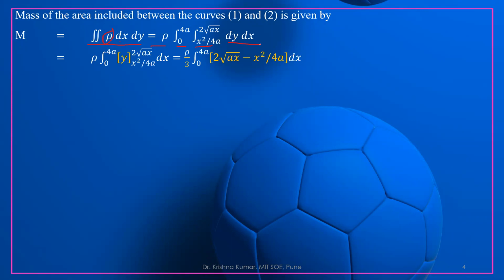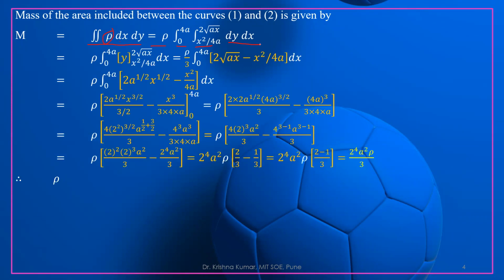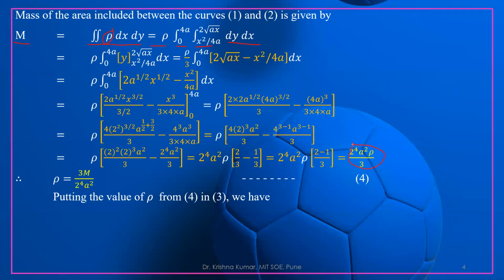So we will get the value of, in the same manner what we have done, m is equal to 2 to the power 4 a to the power 2 into rho upon 3.